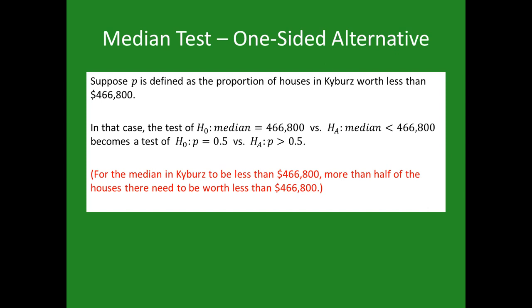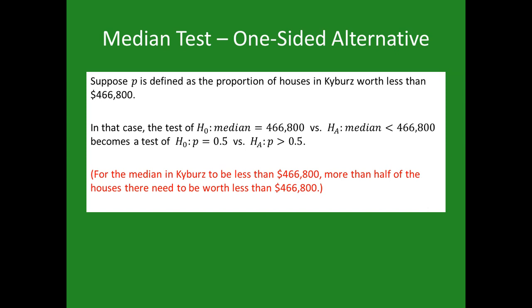So the way that I set this up is that I define p as the proportion of houses in Kyburz worth less than 466,800. And my hypothesis test was supposed to be one where we're looking for evidence that the median in Kyburz is less than 466,800. But when that converts to a test involving a single proportion, since I have the proportion set up as the proportion less than that number, it actually flips the inequality around. Because in order for the median to be less than 466,800, you would need the majority of the houses in Kyburz to be worth less than that, and majority would be a greater than, right? That's how that would translate symbolically.